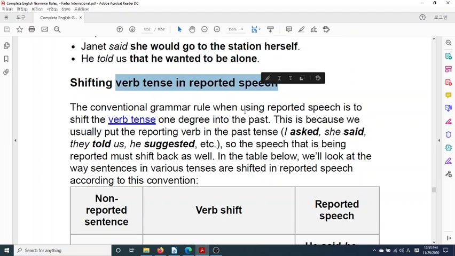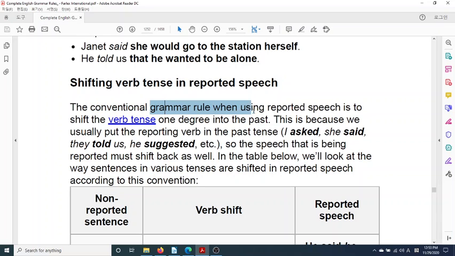Shifting verb tense in reported speech. The conventional grammar rule when using reported speech is to shift the verb tense one degree into the past, right? So if it's present tense, it goes to past tense. If it's past tense, then it goes to past perfect tense, right?